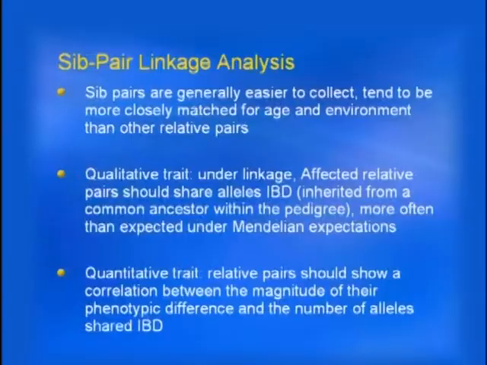With a quantitative trait, it's a similar type of idea. What we're looking at, with two siblings, is again the correlation between the similarity in the trait and the number of alleles those siblings share. The idea, again, is that if they're more similar for the quantitative trait, they should also be more similar for the number of markers they share. And we'll talk about sharing alleles identical by descent.